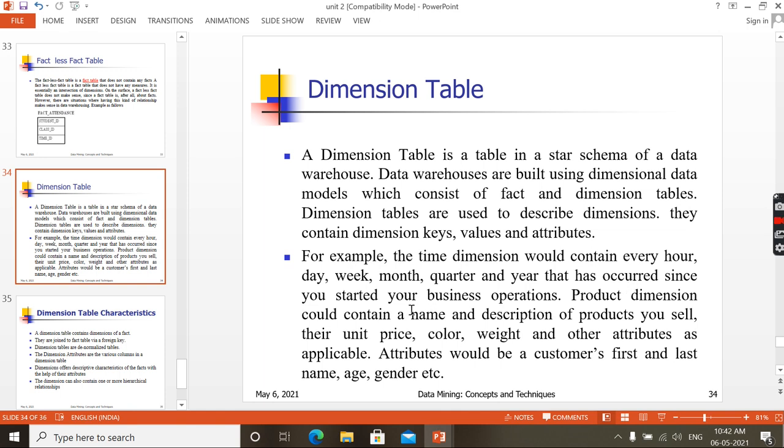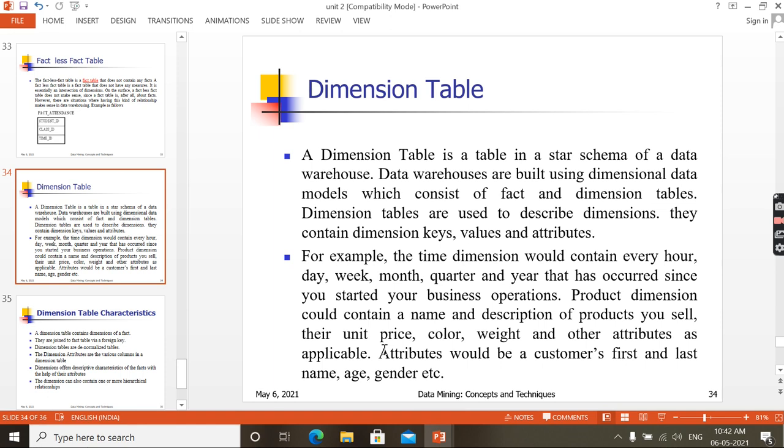That has occurred since you started your business operations. That is the time dimension table. Product dimension table, this could contain a name and a description of the products you sell. That is their unit price, the product price, product color, product weight and other attributes as applicable. So these all are nothing but attributes of the product dimension table.